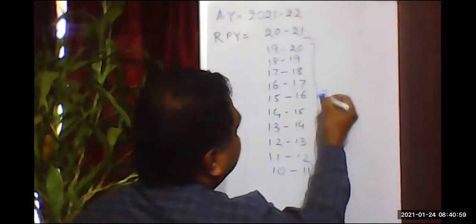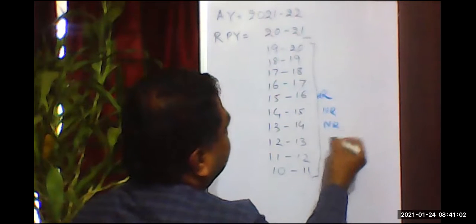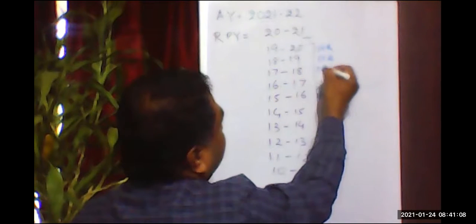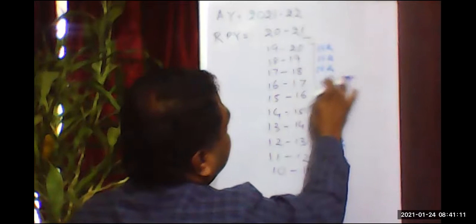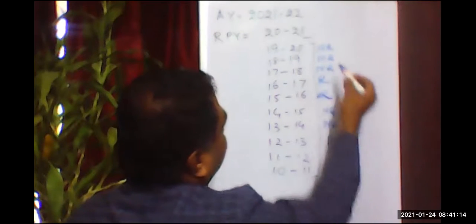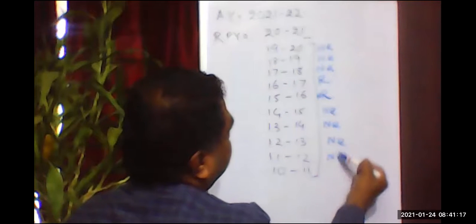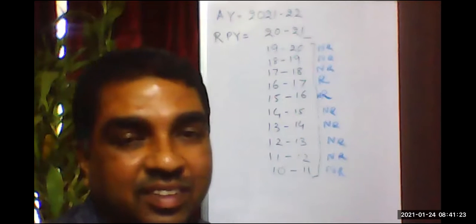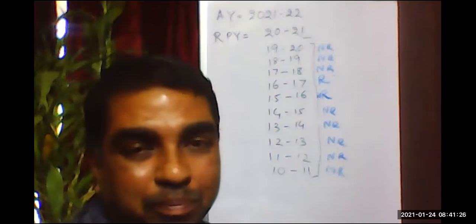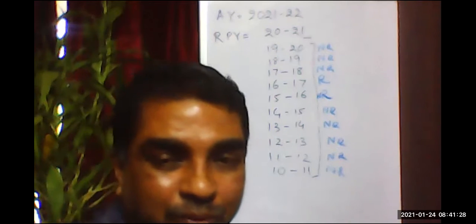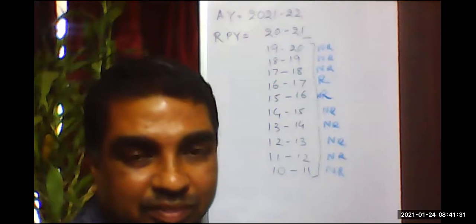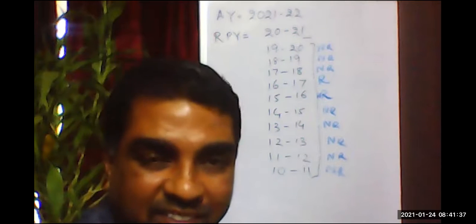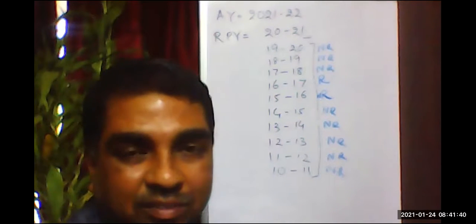Let us say first one non-resident, non-resident, non-resident, non-resident, maybe non-resident, non-resident, non-resident, non-resident. Sorry, this one let us say he is resident. 1, 2, 3, 4, 5, 6, 7, 8, 9. So he is non-resident in 9 previous years, immediately preceding the relevant previous year. That person will be called as what? Not ordinarily resident. Did you understand this first condition?